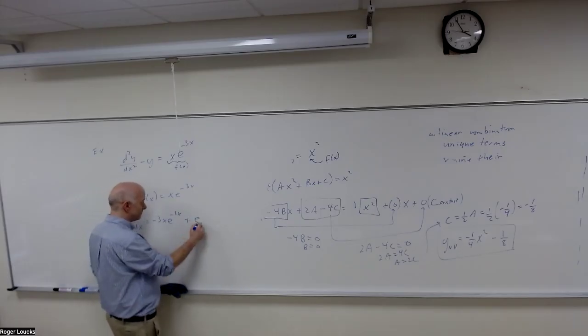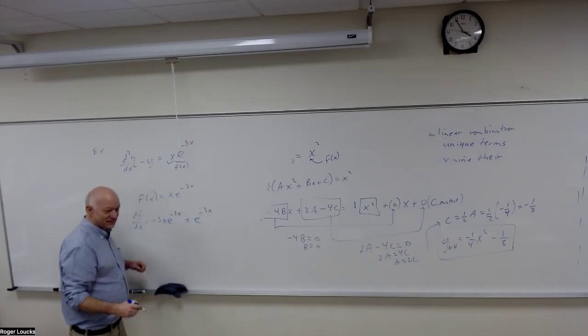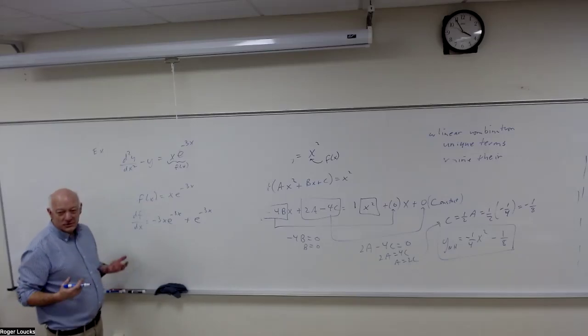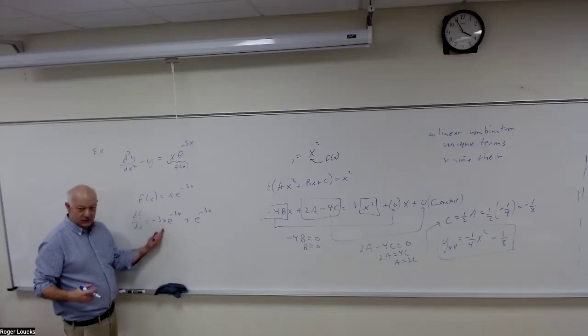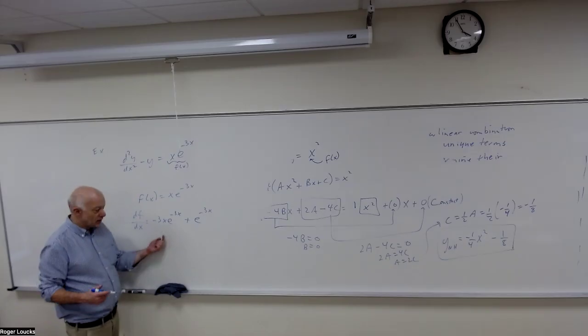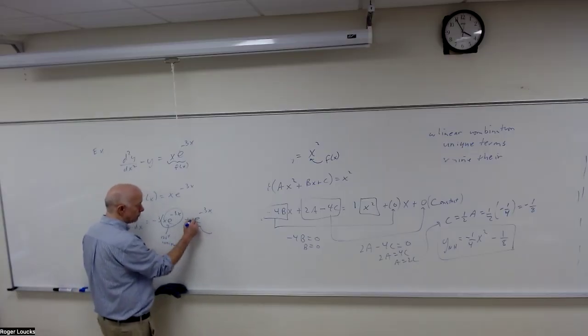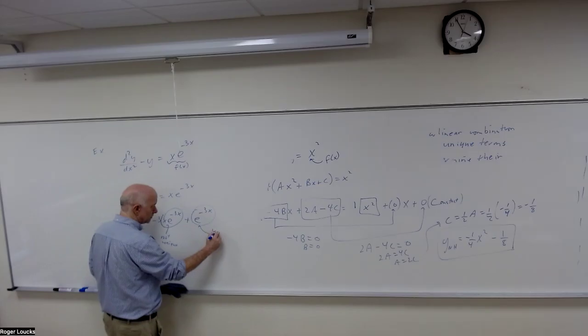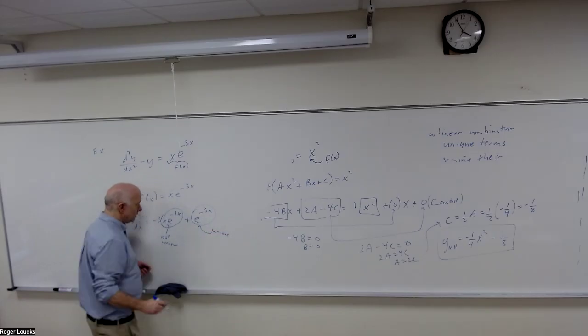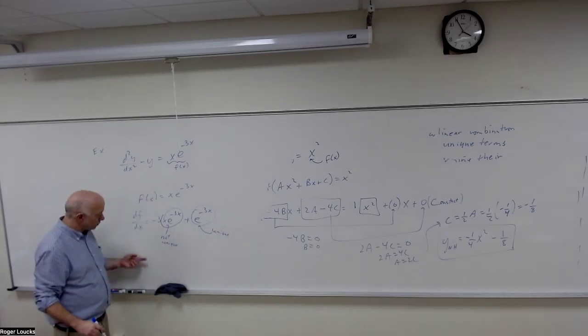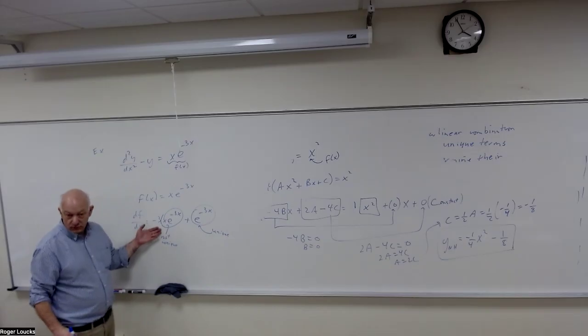minus 3. What are the unique pieces here? Is this piece unique? No, because this right here is the same. This is not unique. Okay, is this unique? This is unique. Now, when I take the second derivative, I don't have to worry about this piece, as I've done it already.